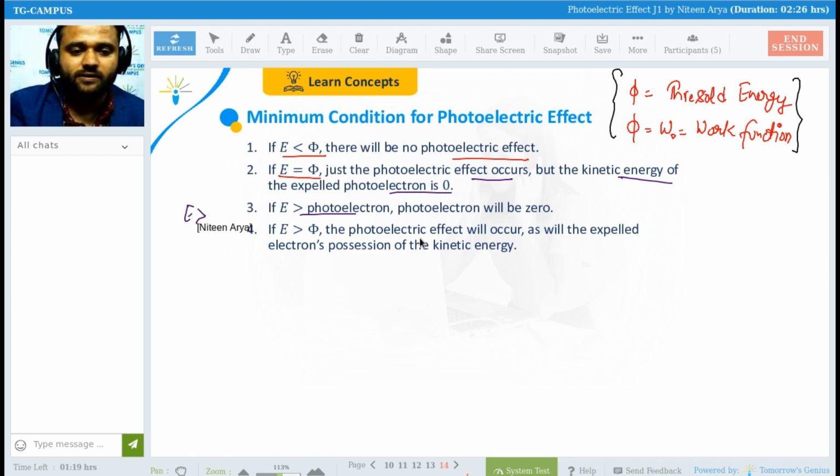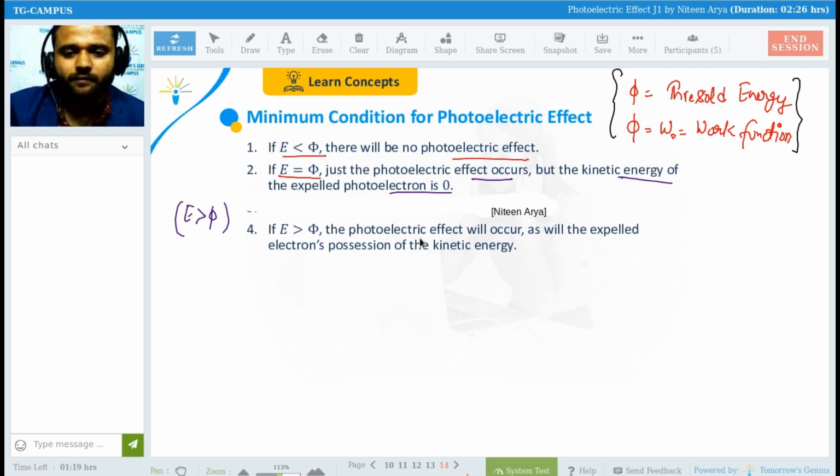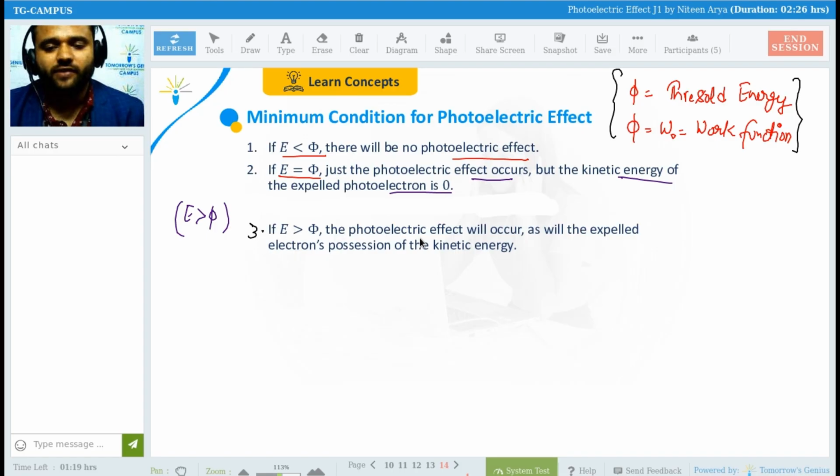If E is greater than phi, the photoelectrons will be emitted. This is going to be repeated, so just remove this one. And this is your third point. If E is greater than the work function or threshold energy, the photoelectric effect will occur, and the expelled electrons will possess kinetic energy. Means the kinetic energy is not going to be 0.